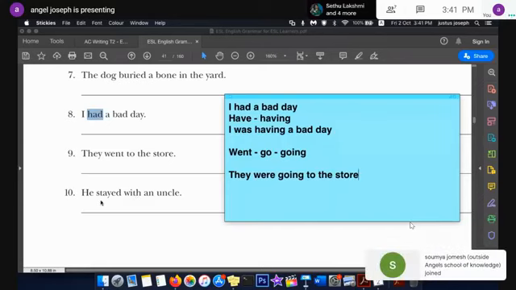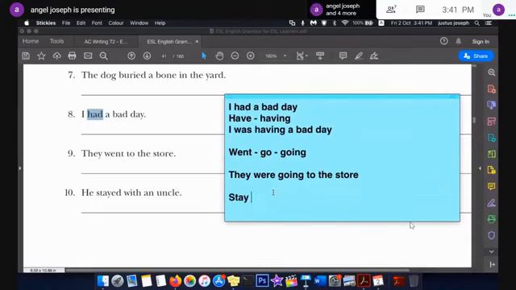"He stayed with an uncle." Now "stay", what is the verb? "Staying". "He was staying with an uncle." Okay, so "stay" is the verb. "Stay" changed into "staying". Now "staying" has to have this "was" before it to show that it is in the past. In the present also we are using "staying", right? "He is staying with an uncle."